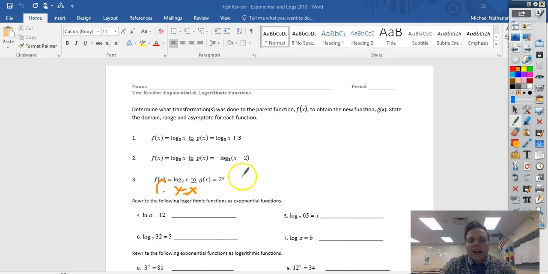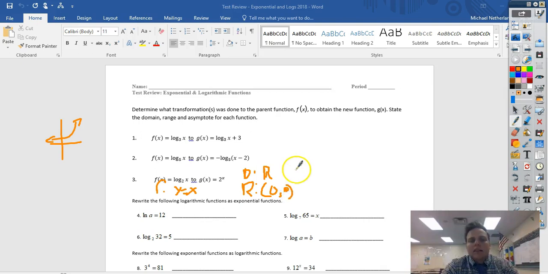So, does that affect my domain? Absolutely. Now I'm looking at an exponential graph. Okay? So for my exponential graph, that looks something like this. Well, what's my domain now? It's all real numbers. Well, what about my range? What is my range now? Well, now I have a horizontal asymptote. I used to have a vertical asymptote, but since I'm exponential now, I have a horizontal asymptote at y equals 0. So I go from 0 to infinity.